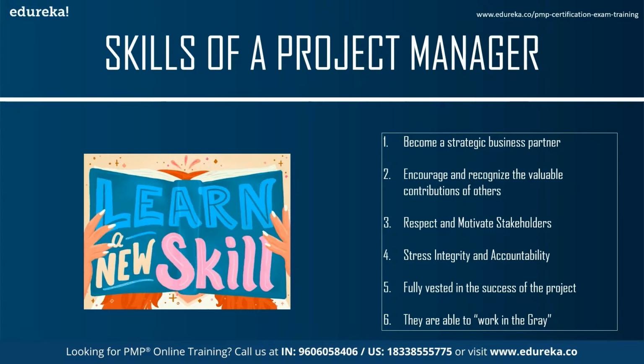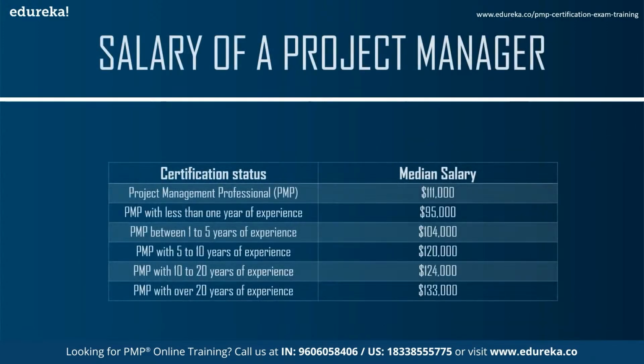The high level of skills and responsibilities of project managers has garnered high salaries. According to PMI's ninth edition salary survey, the annual median US project manager salary was about $108,000. So here's a list of annual median salaries by certification status and experience.